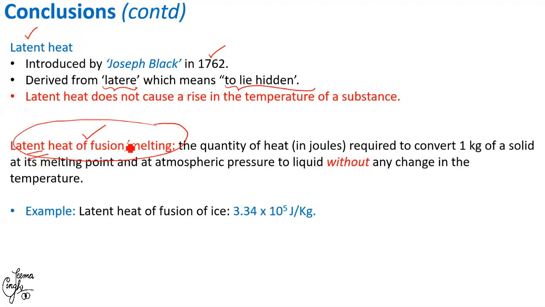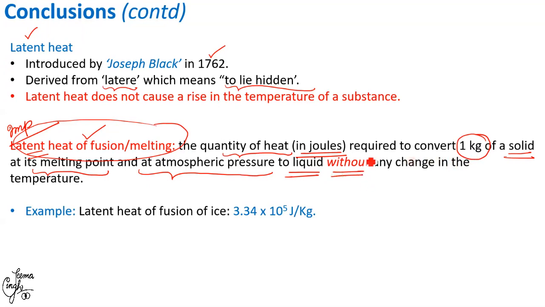Coming to the definition of latent heat of fusion, which is an important definition, it is defined as the quantity of heat in joules, the unit for heat, required to convert 1 kg of a solid into liquid when at its melting point and at atmospheric pressure without any change in temperature. Always remember, latent heat does not cause a rise in the temperature of a substance because this heat is used to loosen the force between the particles of a solid so that they can be converted into liquid.